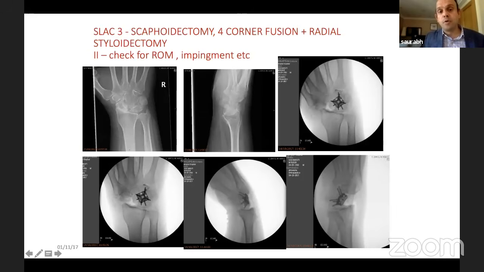So a few tips with four-corner fusions. Those of you who want to become hand surgeons, check all the movements. Make sure your screws are in lunate and capitate. Make sure they get more extension than flexion. Make sure this is not impinging on the dorsal rim.